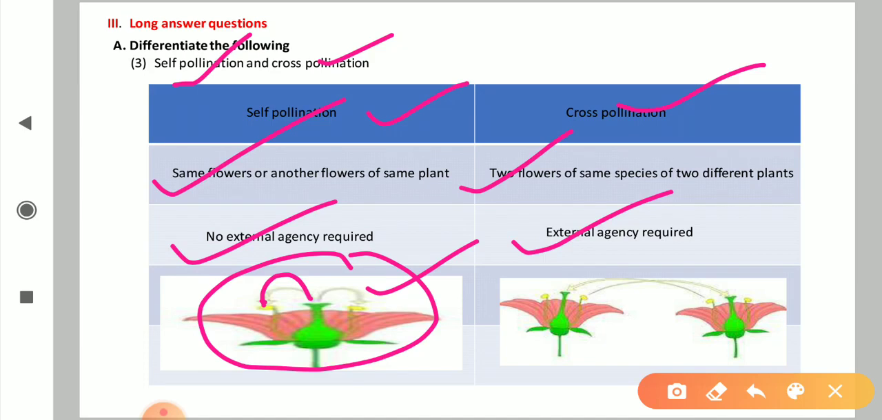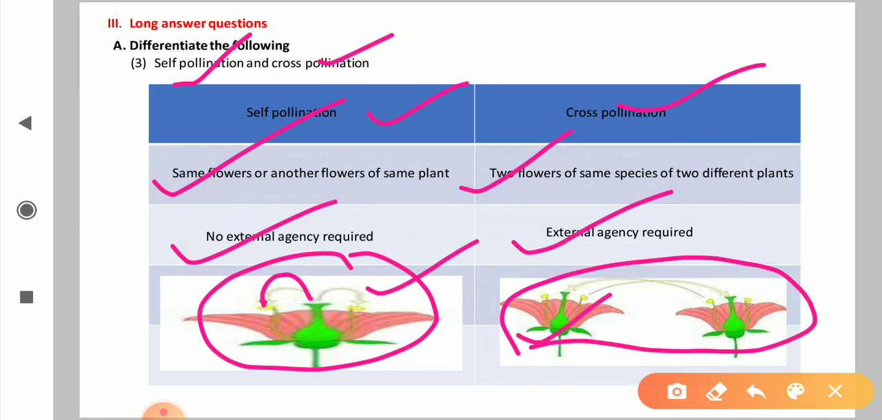But in case of cross pollination, you can see the diagram here. This is one flower, and this is another flower of two different plants. That is known as cross pollination. This is all about the difference between self pollination and cross pollination.